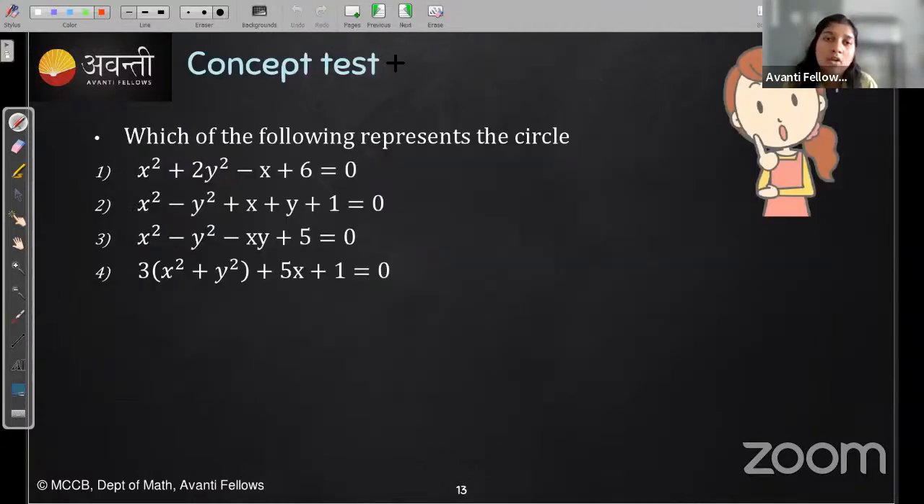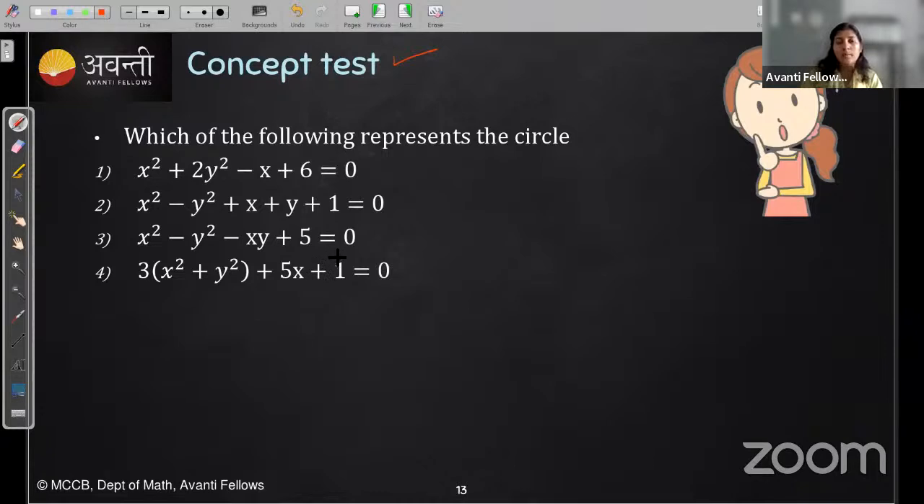Well, next, here's a concept test for you all. Just tell me which among the following represents the circle. Okay, quickly answer me. People on YouTube as well as the people on Zoom, quickly answer me this question. Which of the following represents the circle?